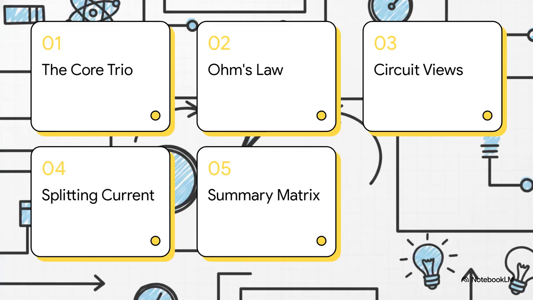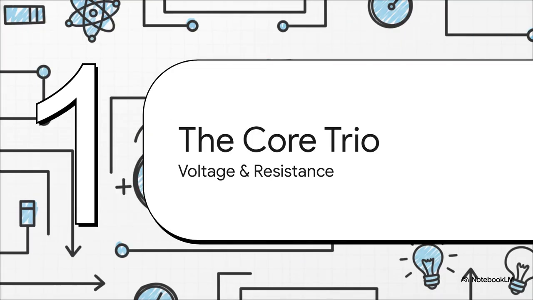Okay, here's our rapid-fire roadmap for today. We'll meet voltage, current, and resistance, tackle Ohm's law and conductors, look at the two views of the circuit, figure out splitting the current, and wrap up with a series and parallel summary. Let's jump into Section 1, meeting the core trio of voltage, current, and resistance.